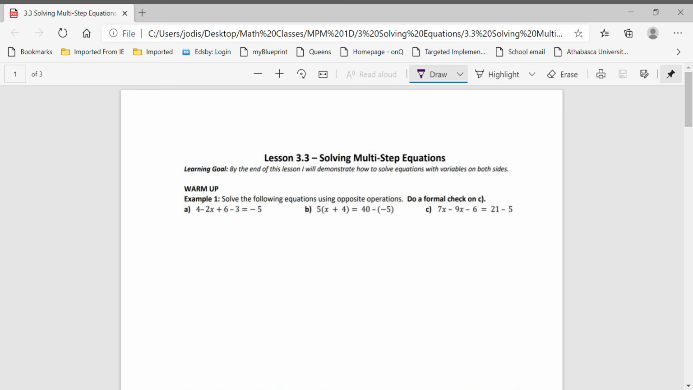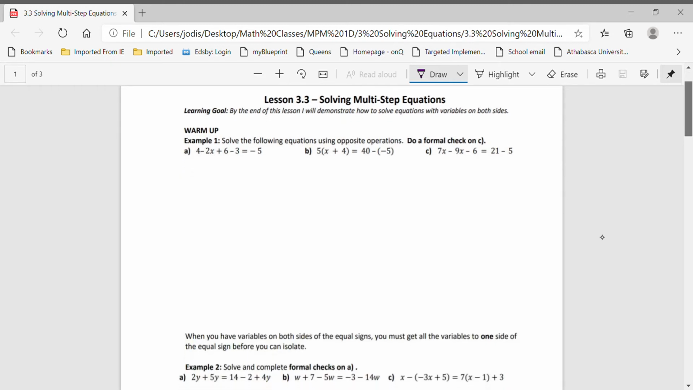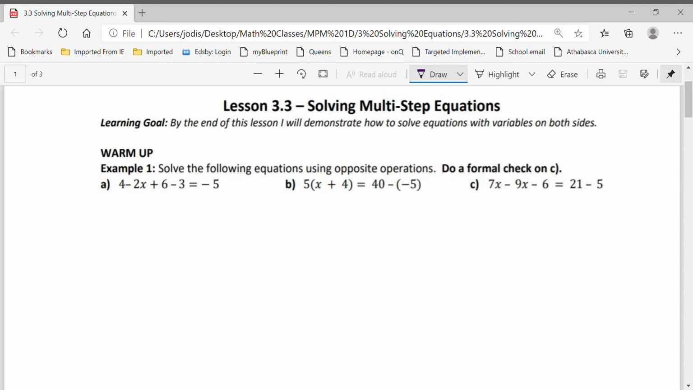Okay, so welcome to lesson 3.3, solving multi-step equations. By the end of this lesson, we should be able to solve equations where we have variables on both sides. Okay, I can make this bigger. There we go. We're just going to practice some of the stuff that we know from last time as our warm-up. So let's try this.